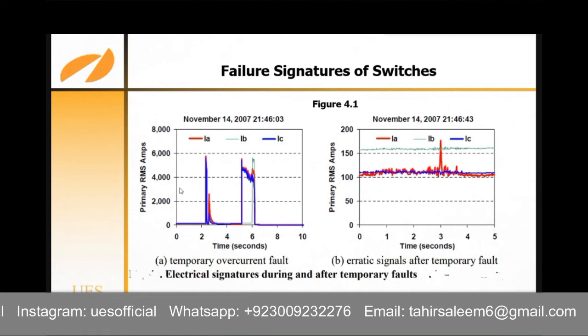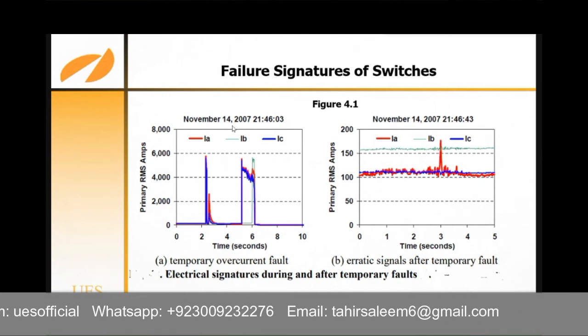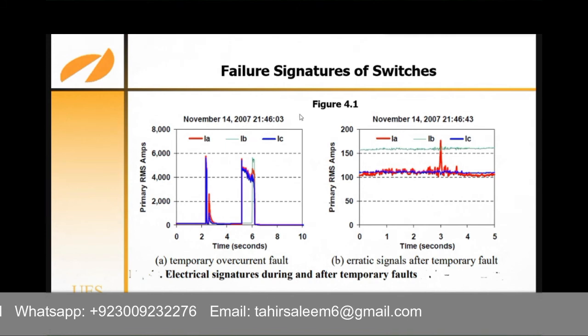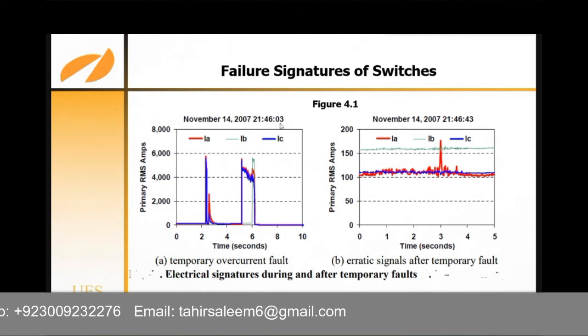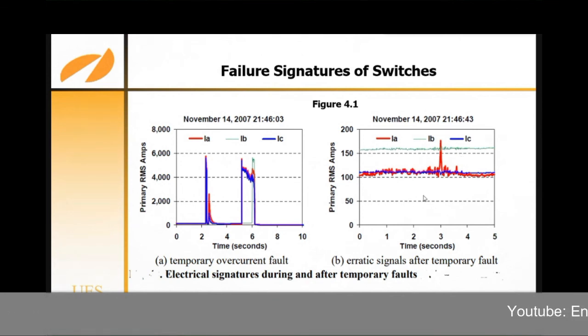Now, this is the primary RMS amperes for a date, at about 3 seconds or 46 minutes, and after 40 seconds it has again caused another fault. Okay, so this has given you a sign of a temporary fault. So these are the signatures for both.